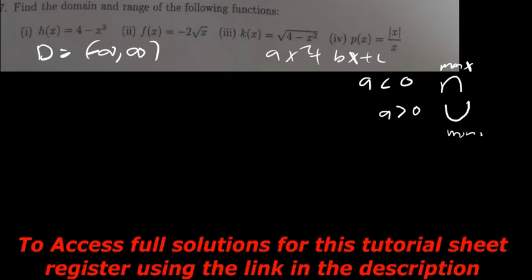In this case, a is less than 0 because x squared has got a negative. Then we expect our graph to have what? The maximum point.